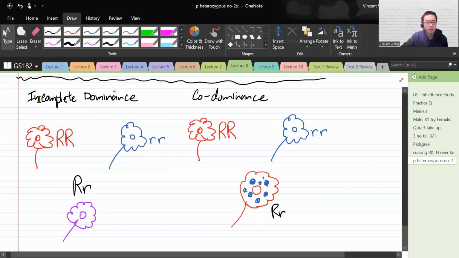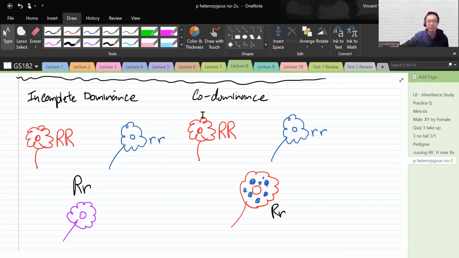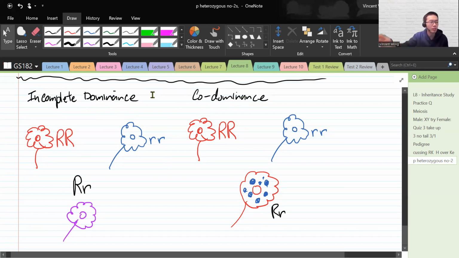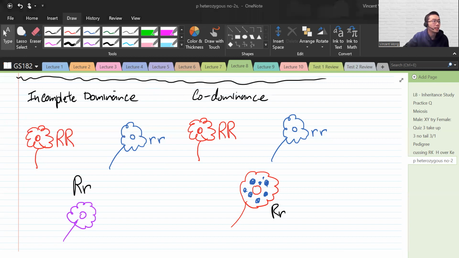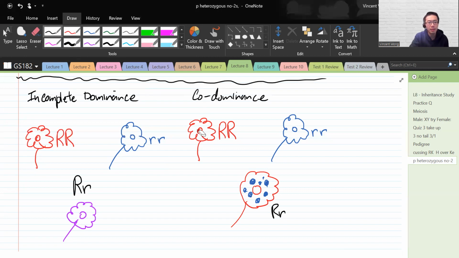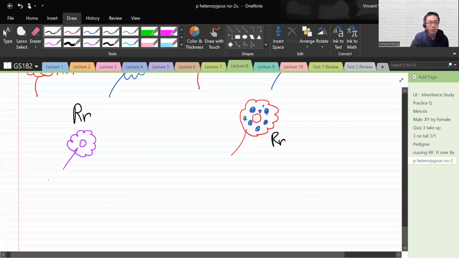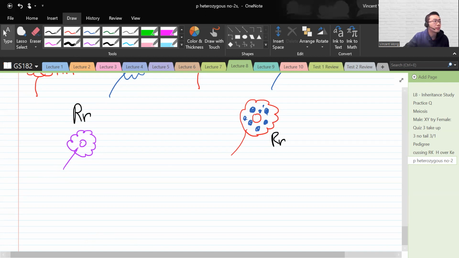Okay. Does everybody understand the difference between incomplete and codominance? Right. The stuff we were learning before, that's just straightforward dominant versus recessive. Right? But these are additional traits. Okay. We don't have a lot of time left. Let's just do an example. So let's say we'll just do this one here.